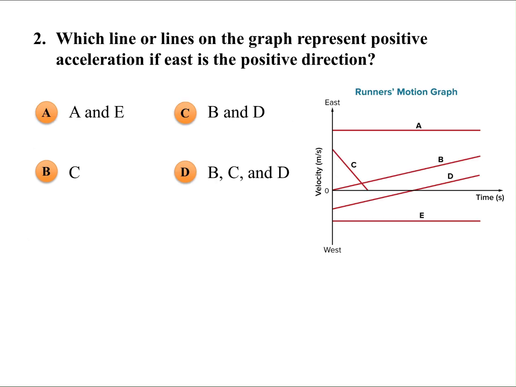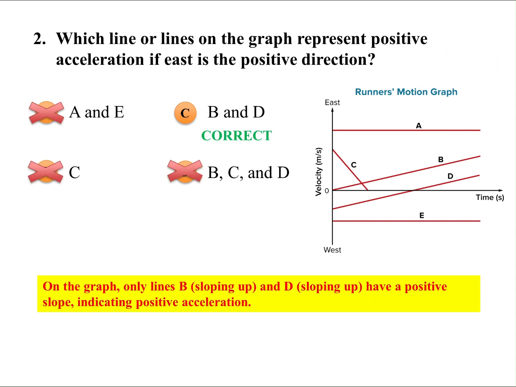Which line or lines on the graph represent positive acceleration if east is the positive direction? Of course, B and D, because from the graph, the only two lines sloping up are B and D.